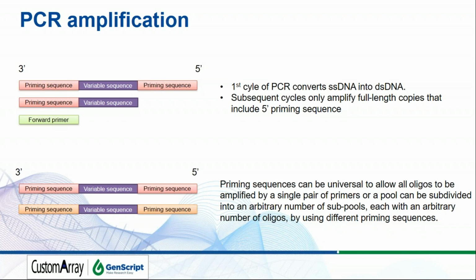Many times, customers don't need 12,000. They only need 6,000 for one experiment and 6,000 for another experiment. That allows them to order only one oligo pool, and then you use one primer pair for one experiment and a different primer pair for a different experiment. It increases the cost efficiency in a nice way.